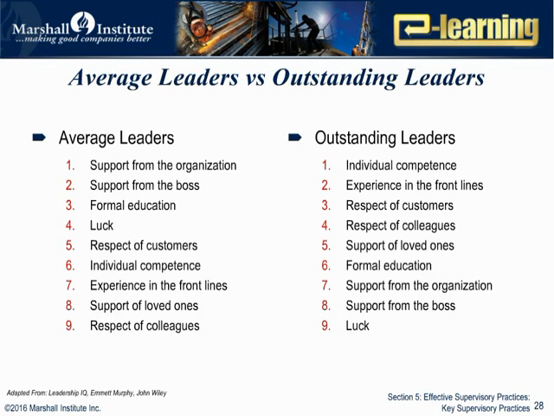Here are the results of a survey that compared 1,000 outstanding leaders to 1,000 average leaders. The results of the survey indicated that an average leader believes they need a lot of outside help to be successful. Contrary to an average leader, an outstanding leader believes that they are responsible for their own success.